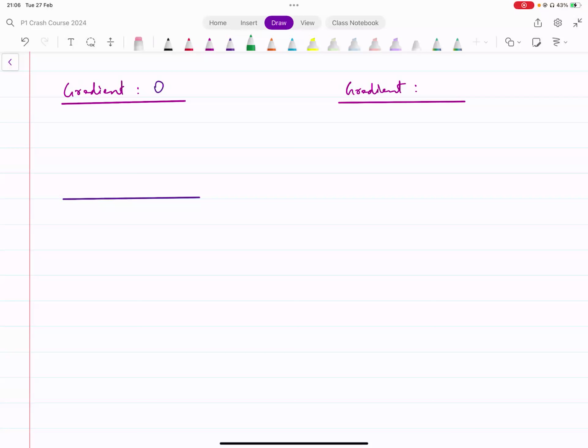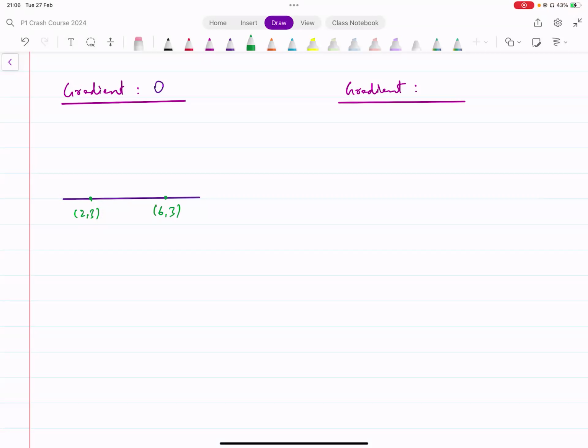If you were to take 2 points here, let's just assume that this point is (2, 3). Then if you take another point where the x coordinate is, let's say, 6, what about the y coordinate? The y coordinate is still going to be the same because it's a horizontal line. It's the same horizontal level. So if this y coordinate is 3, this y coordinate is also going to be 3.